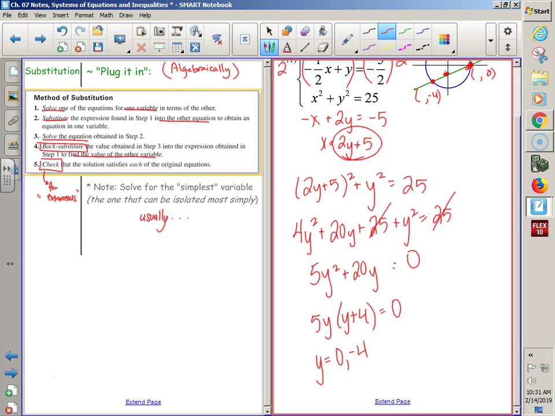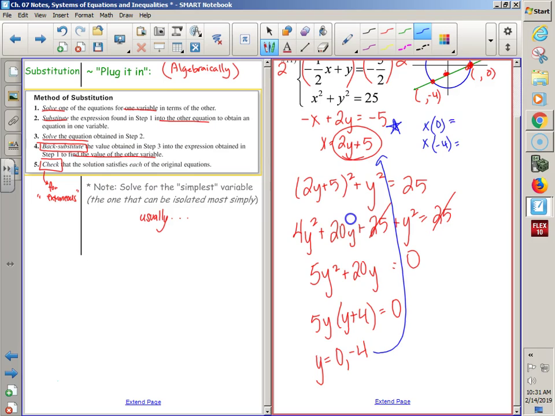So what's now my goal? Back substitute. You have y's. What am I going to do? Go find x, right? Go back and say, okay, I have an expression. So let's say who is x when y is 0? Who is x when y is -4?